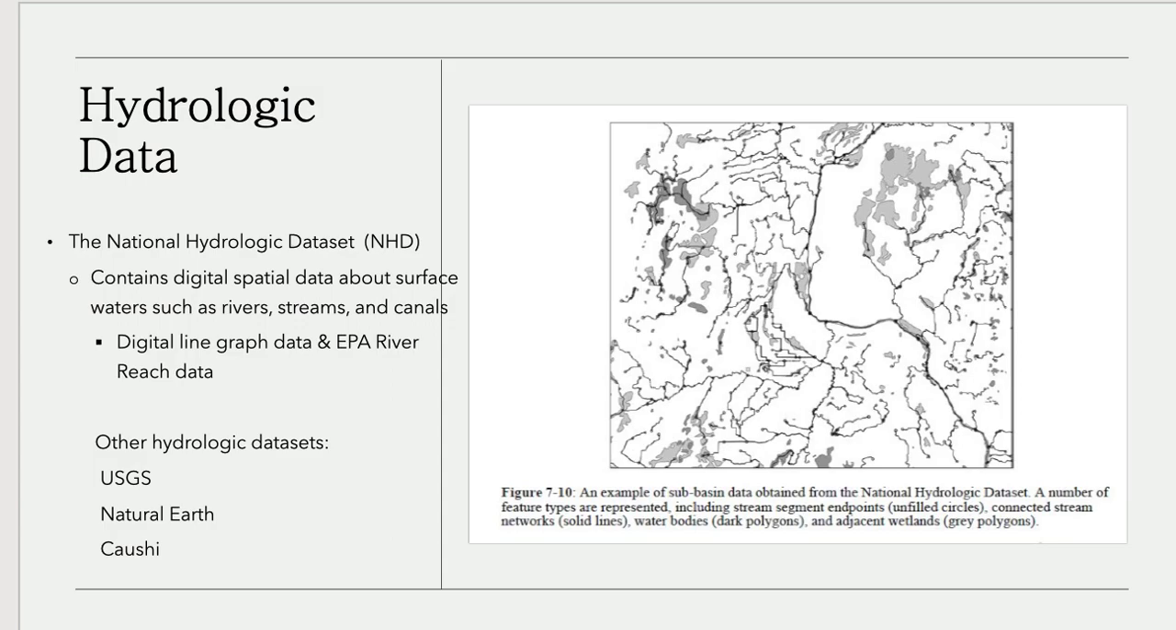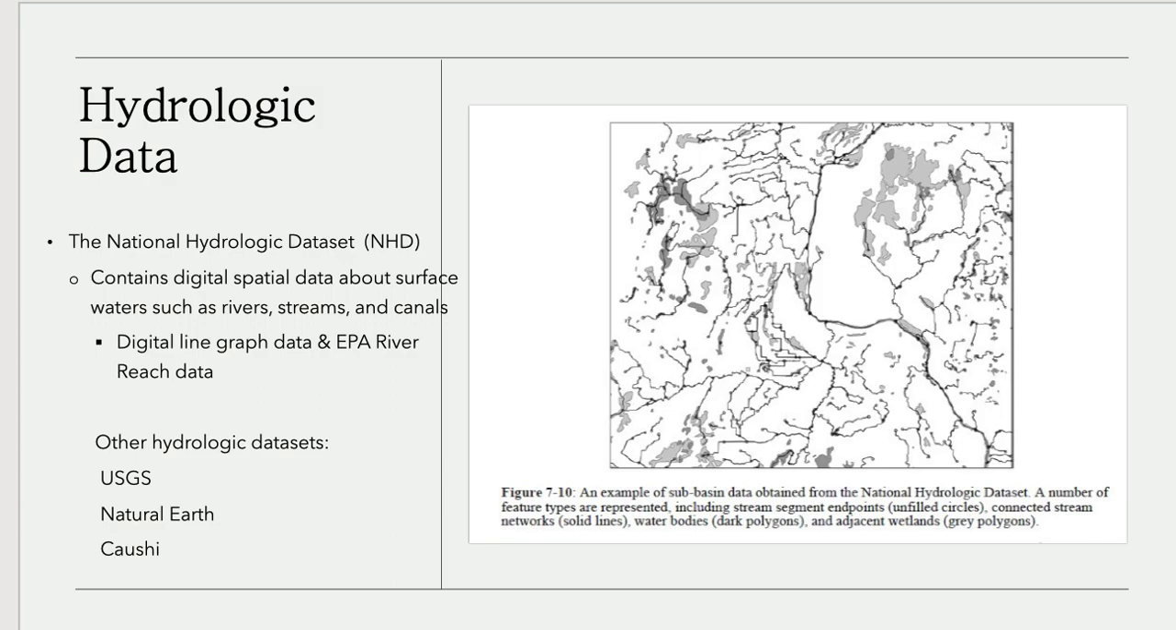A next type of digital data set that's important is hydrologic data. And an example of that is the National Hydrologic Dataset. And this contains digital spatial data about surface waters such as rivers, streams, and canals, as well as coastlines, dams, and stream gauges. So this is a combination of the digital line graph data and EPA river reach data.